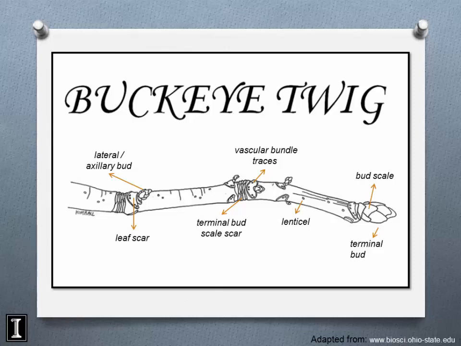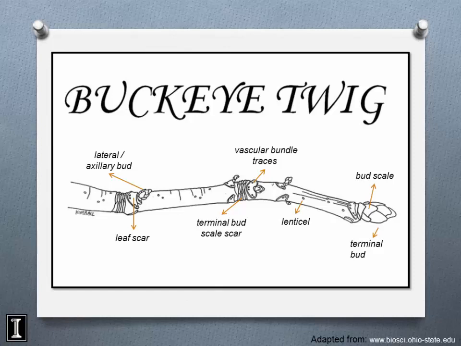Those are called vascular bundle traces. Those serve a purpose, okay? What do leaves do? Well, the main thing is photosynthesis, right? So that photosynthate has to get down to the tree somehow. That's all transported through these little bundle traces. All right, those are helpful for tree identification purposes. Some are very pronounced. In other species, they are not.